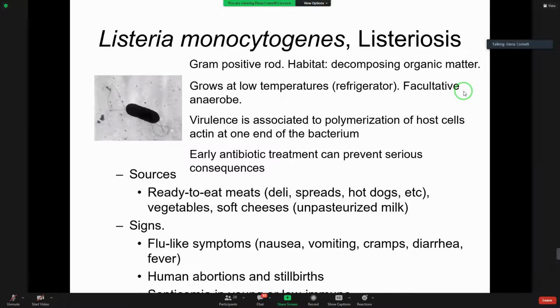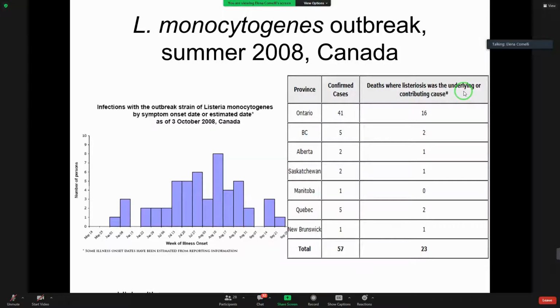The signs and the way this disease develops are a bit different. The signs are still flu-like symptoms like nausea, vomiting, cramps, and diarrhea, but unfortunately listeriosis, especially in pregnant women, can lead to abortion and stillbirths. It can also lead to a systemic disease like septicemia, which can lead to death. There was an outbreak in Canada in 2008.